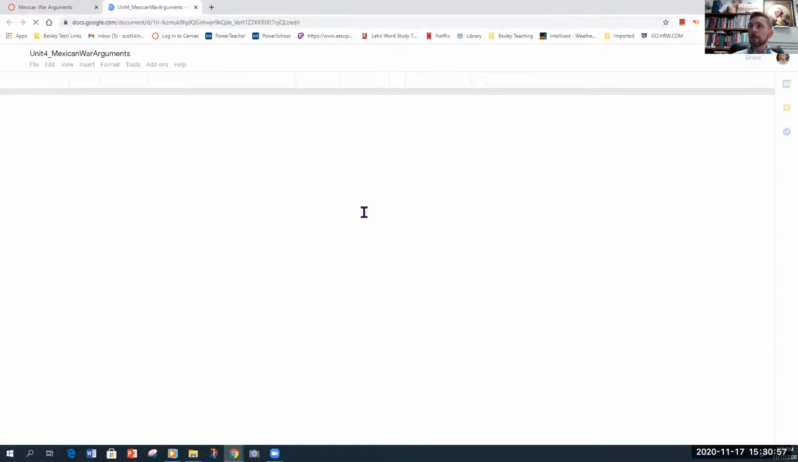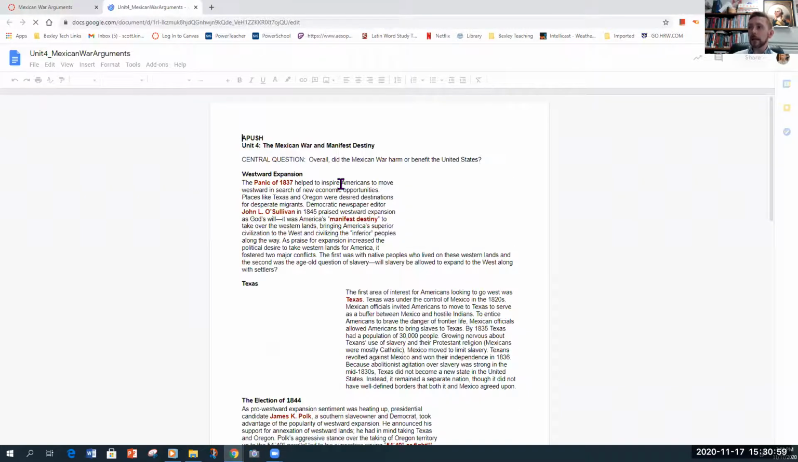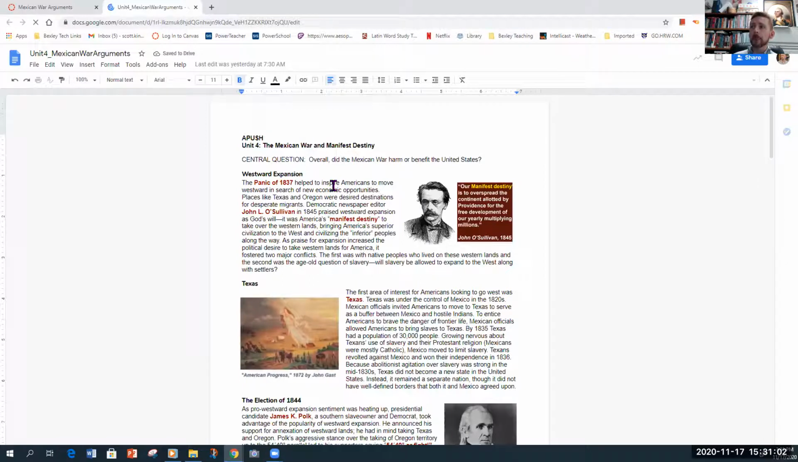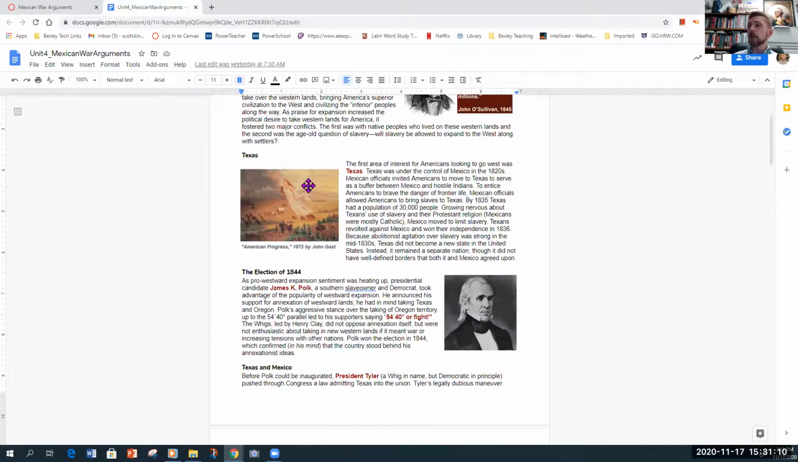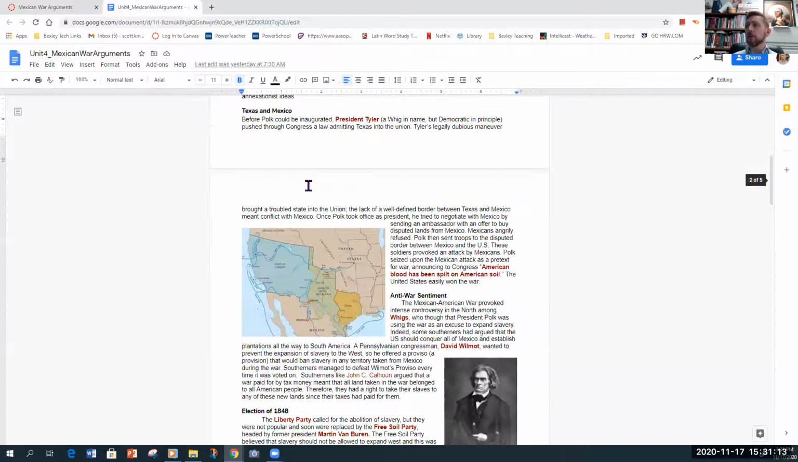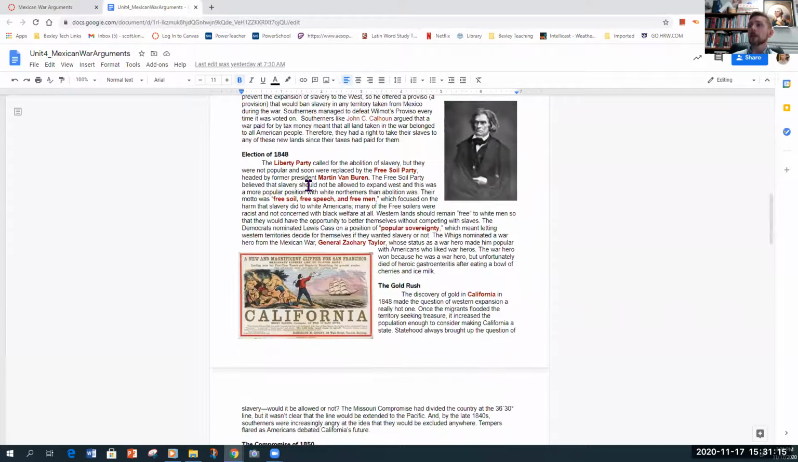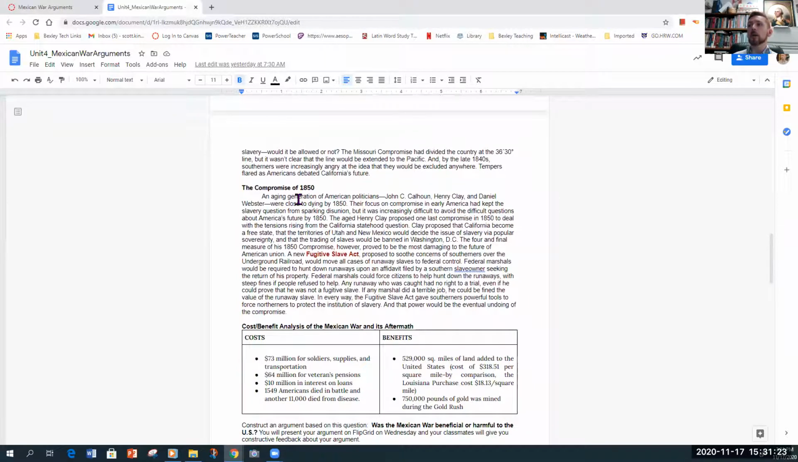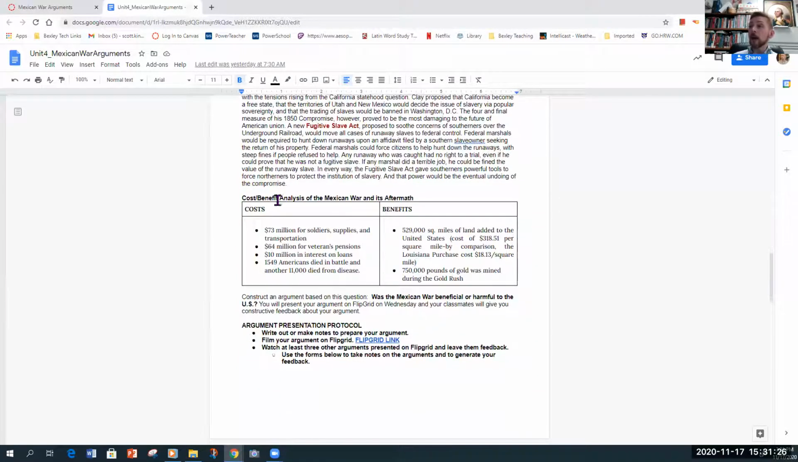And it will open up with readings on the Mexican War. So this is kind of like a fuller version of what I lectured on today in class, a more detailed version. So you get to read about Texas and Mexico and the fight over it. There's some more material on elections in this time period, the gold rush in California, and then eventually the Compromise of 1850. I do have some data here for those of you who are like data folks and you want to know what the Mexican War cost, as well as the benefits.